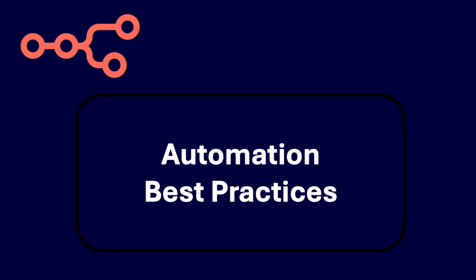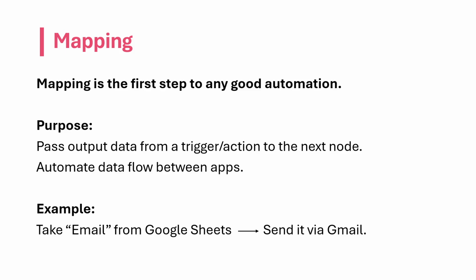Now we will move to the most important part, and that is mapping. Mapping is the first step to any good automation. Mapping means passing data from one node to another. That is like creating a flow or a map. For example, when you get an email address from Google Sheets, you can map that email directly into the Gmail node to send messages automatically. It is basically connecting the output of one step with the input of another, allowing smooth data flow between your applications.